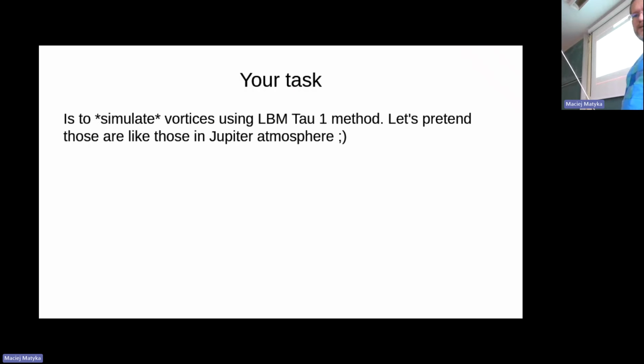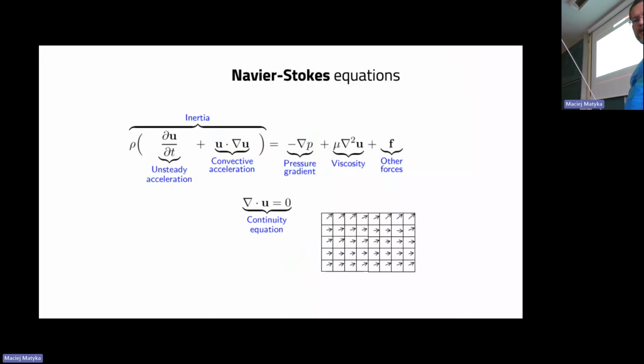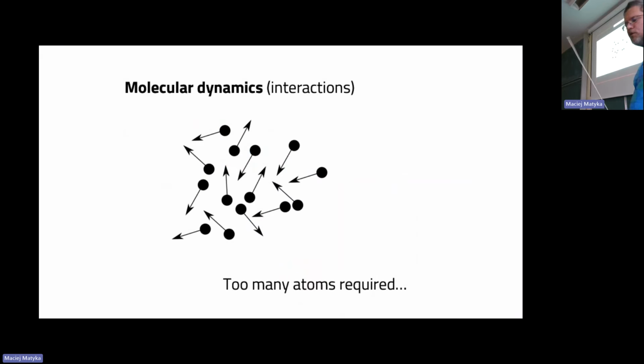Because there was a task last week to make vortices using LBM with tau 1, but your task will be different. Let's move on. So yeah, we start with the Navier-Stokes and molecular dynamics. Navier-Stokes you already know, that's why I skip it. I want to move faster because otherwise I will spend 5 slides.